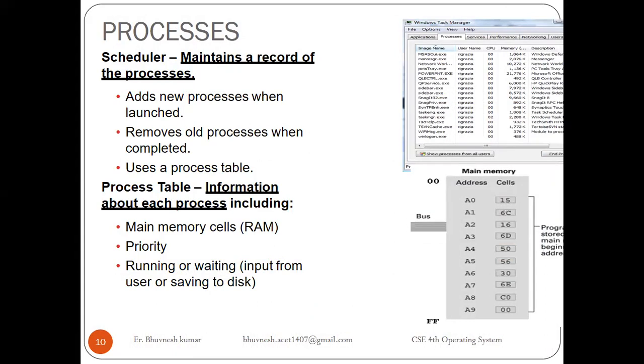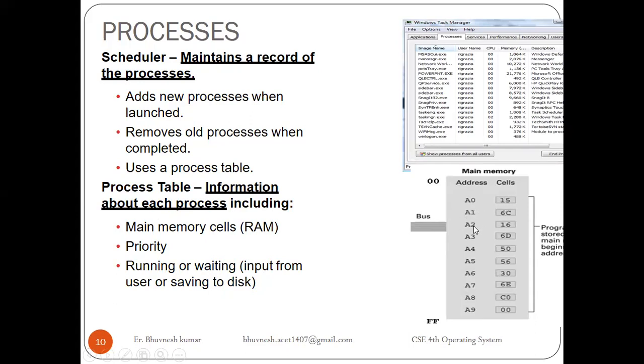Next is the process table. Information about each process, including memory, that is RAM, priority, running or waiting. Okay, these are the information of each and every process: their memory, which memory is given to which process, who has the highest priority, and which process is in a waiting or running condition. All this will be shown in your process table. And this will look like this.